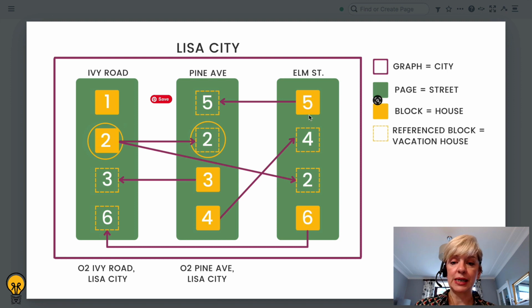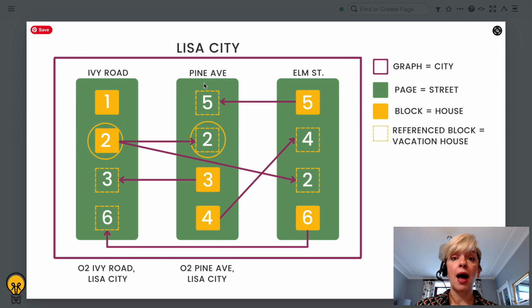really interesting is that you can have a block, you can have a house that lives on a street, because a house is synonymous with block, but also happens to move to another street. So I have, tongue in cheek, called them vacation houses, but really they are referenced blocks. But the neat thing that that does is it gives that house a whole new address because it lives on a different street in the same city.